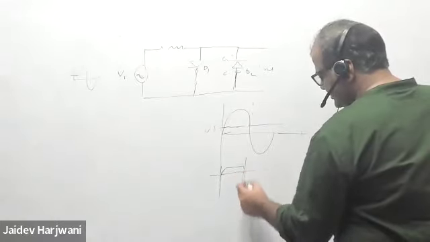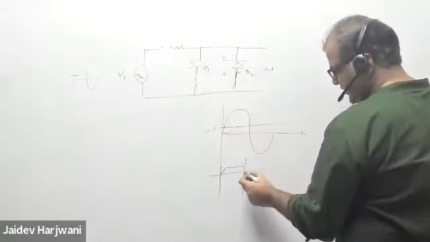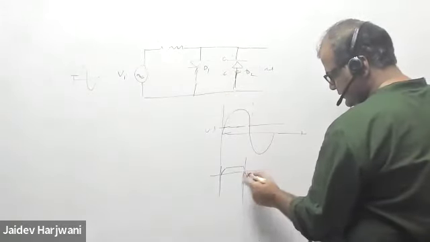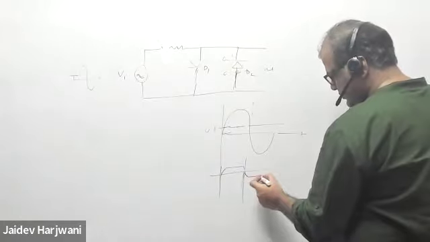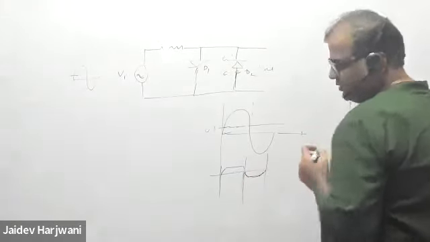Similar things follow in the negative cycle. In the negative cycle, this is on, this is off. So this will go like this, like this, like this. Okay.